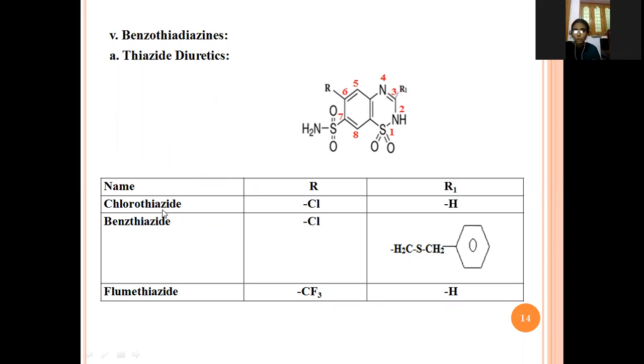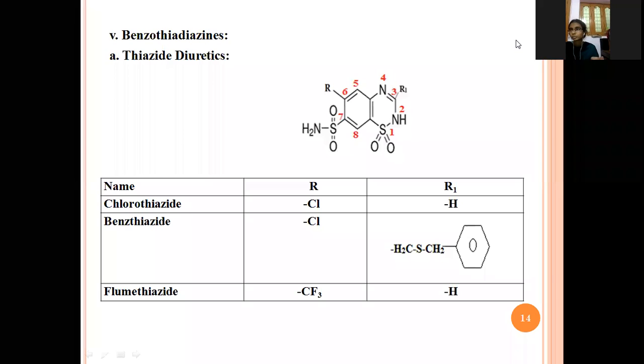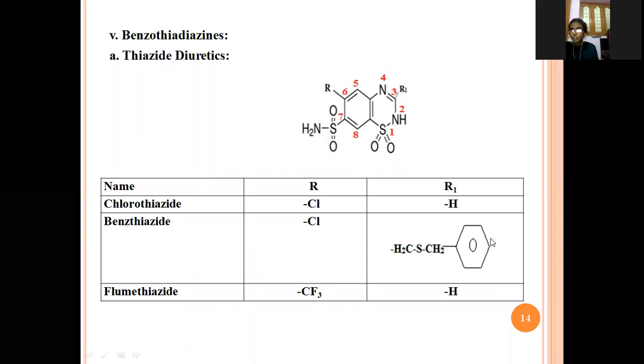First one is chlorothiazide. In R position, that is the 6th position, chlorine atom. In R1 position, hydrogen, that is the 3rd position. Next, benzthiazide. In R position, chlorine atom. In R1 position, benzyl sulfonyl methyl group is attached. Next one is flumethiazide. Here, trifluoromethyl group is attached in the R position. In R1 position, hydrogen is attached.